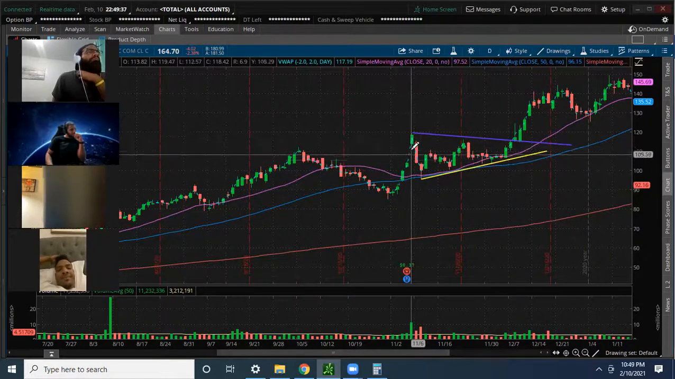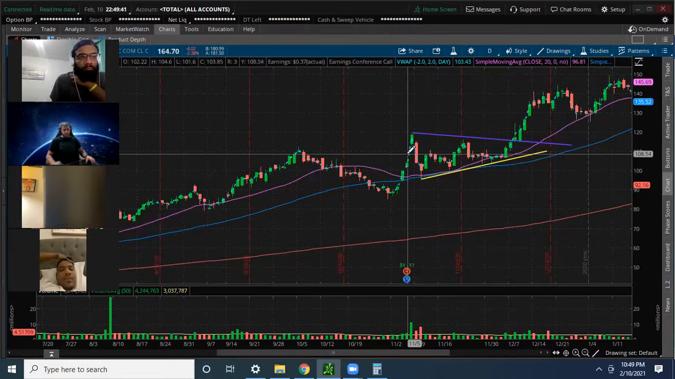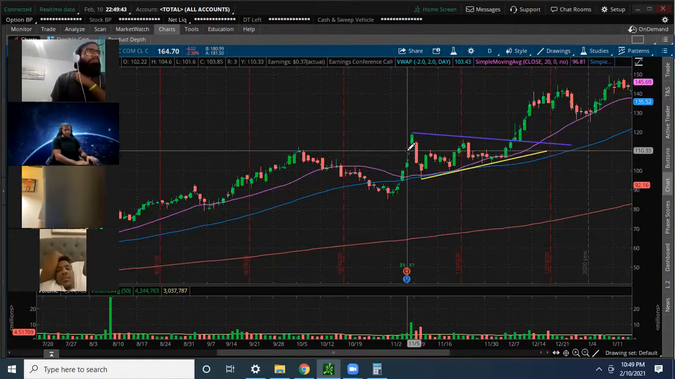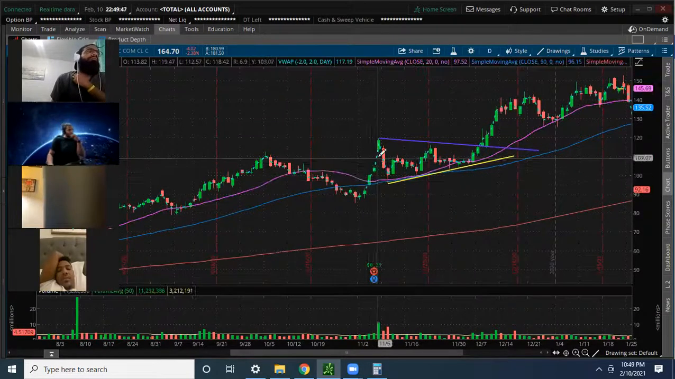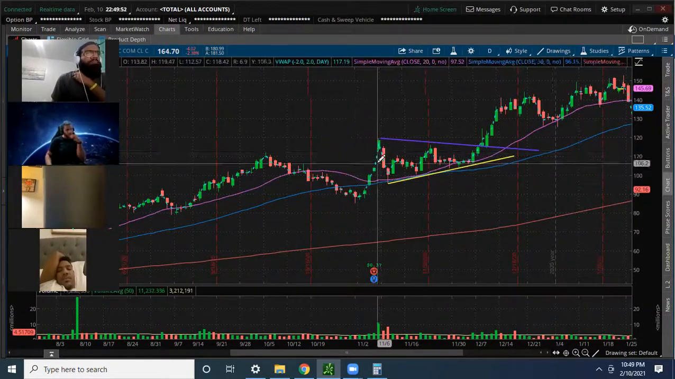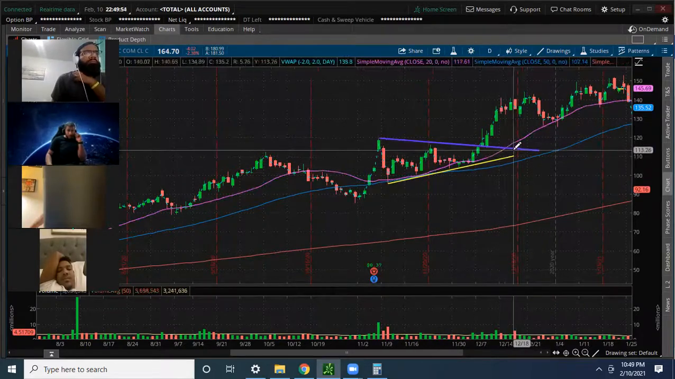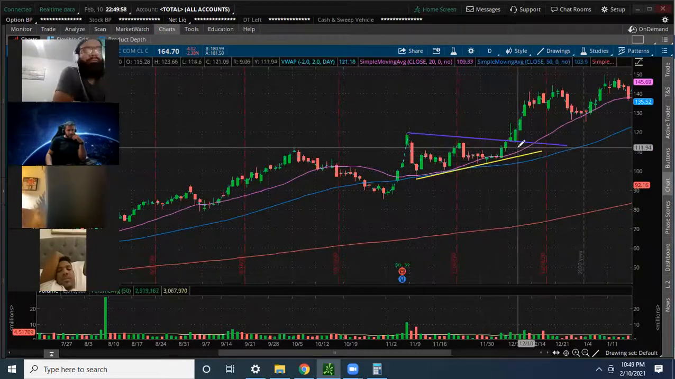So that means the movement either happened after hours or pre-market. That's when companies can report their earnings. They can't report their earnings during open market hours, so it's either pre-market or after hours. They had a good earnings report. It gapped up, consolidated. And what do we have here? We have a bull flag.